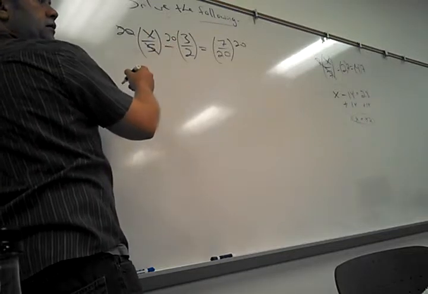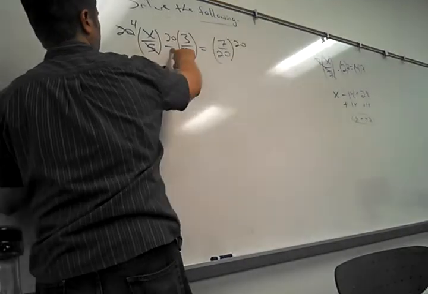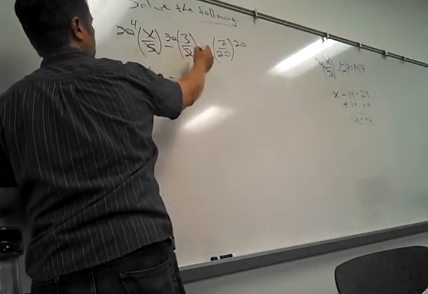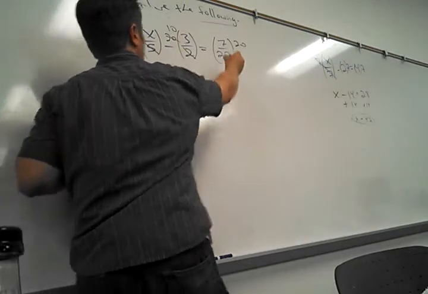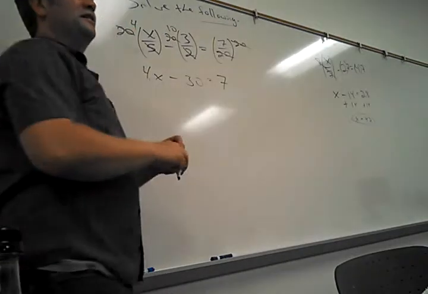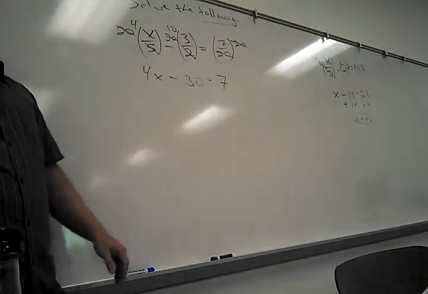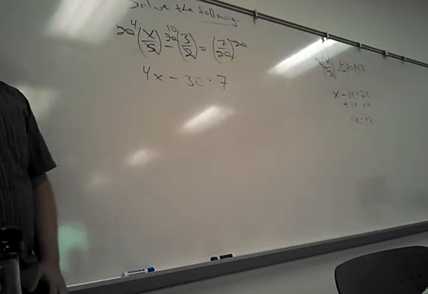5 goes into 20, 4 times. So you get 4x minus 2 goes into 20, 10 times. 10 times 3, 30 equals 20 goes into 20 once. So I got 7 left over there. That looks much better now, right?